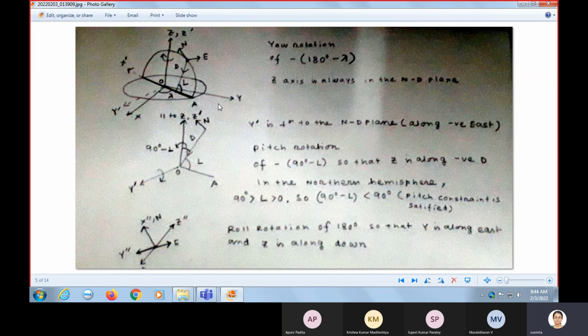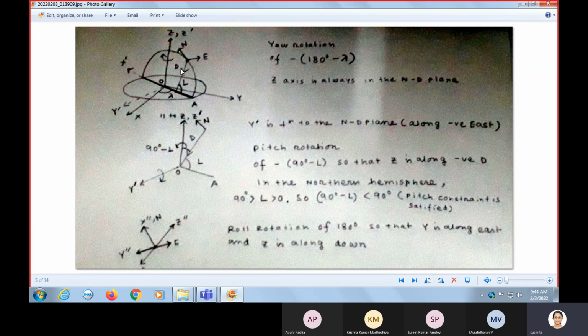When Z is along the negative down axis, automatically X will be along north, because you just imagine shifting Z. Similarly, X will also be shifted and Z is along this direction. Since both of them are in the north down plane, X prime must be along local north. How about the pitch constraint? We know the point is in the northern hemisphere, so L is less than 90 degrees. We are not considering the pole. L is less than 90 degrees and positive, therefore this angle is less than 90 degrees. So we have satisfied the pitch constraint.